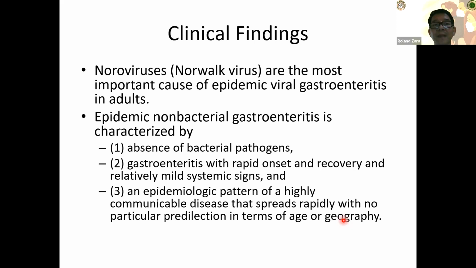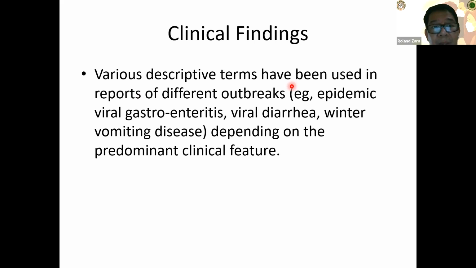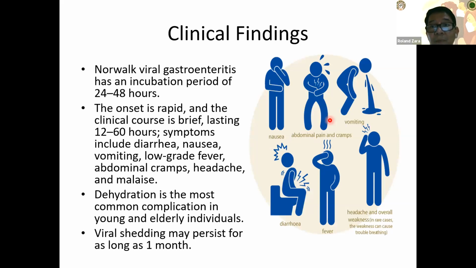So descriptive terms have been used to report different outbreaks. Usually outbreaks occur during the winter. Sa Pilipinas, rainy season. These are the common signs and symptoms typical of gastroenteritis: nausea, abdominal pain, vomiting, diarrhea, fever, and also headaches. Dehydration is still the most important complication in young children and elderly individuals. Whatever the cause of the diarrhea, you still have to hydrate them very well. And as I've said, the better indicator that the patient is well hydrated is urine output.